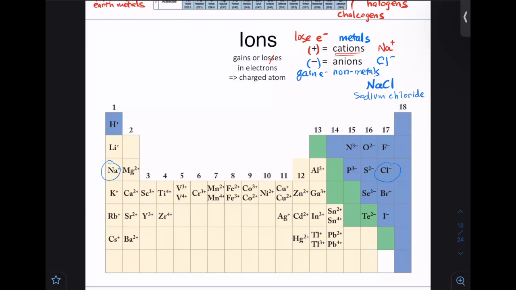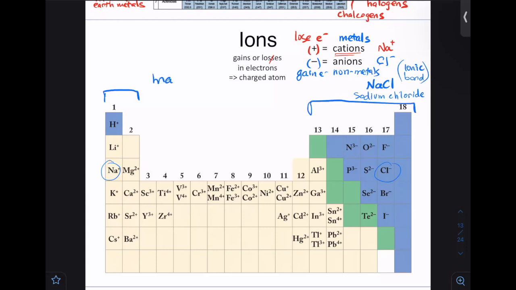This forms an ionic bond. These are ions, and so the bond that's formed here is an ionic bond, something that we'll cover in greater detail when we get there in chapter 4. But there's another trend in here, not just who's positive and who's negative. Take a look at the main group elements here.